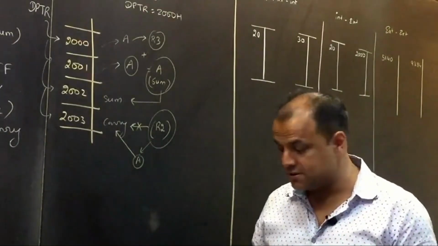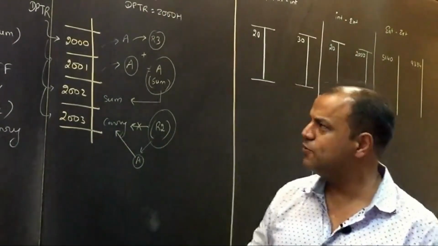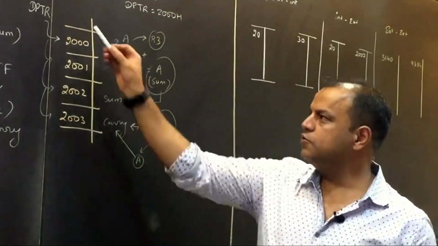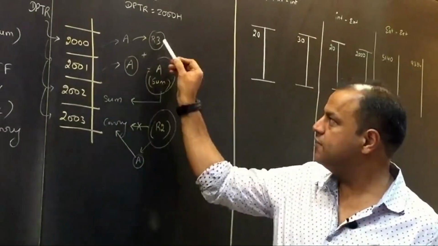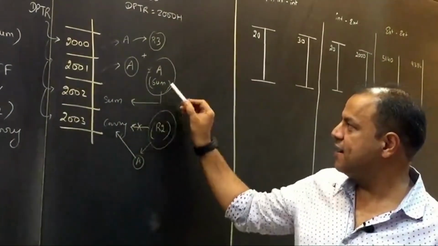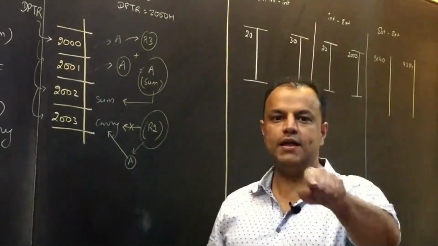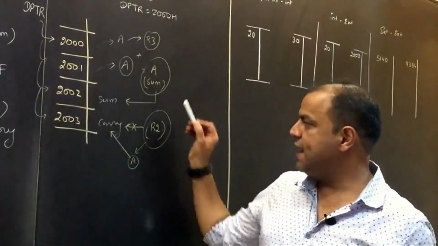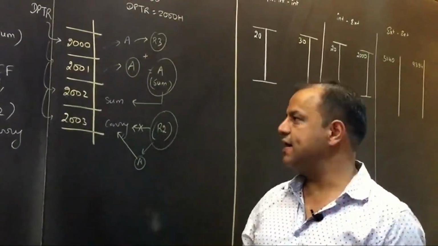You want me to repeat the logic once again? No problem. I have the patience. I told you. Initialize DPTR, initialize R2. That's your pointer and your carry. Use DPTR as a pointer, get the first data in A, transfer it to R3. Increment DPTR, get the second data in A, add A and R3. A has the sum. Check for carry. If there is a carry, increment R2. If there is no carry, skip that. Now, A and R2 have the sum and the carry.